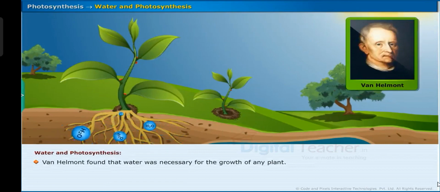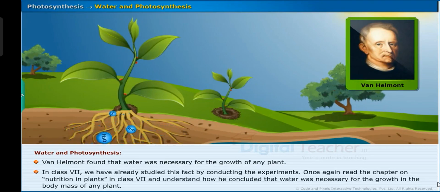Van Helmont found that water was necessary for the growth of any plant. In class 7, we have already studied this fact by conducting experiments. Once again, read the chapter on nutrition in plants in class 7 and understand how he concluded that water was necessary for the growth in the body mass of any plant. Now, let us learn about the role of air in the process of photosynthesis.